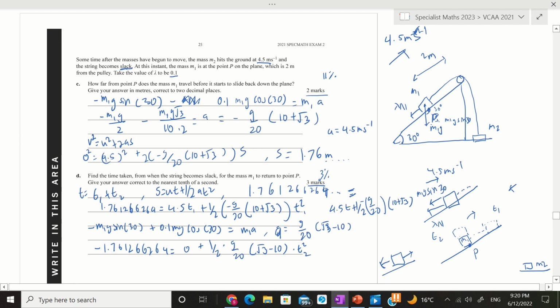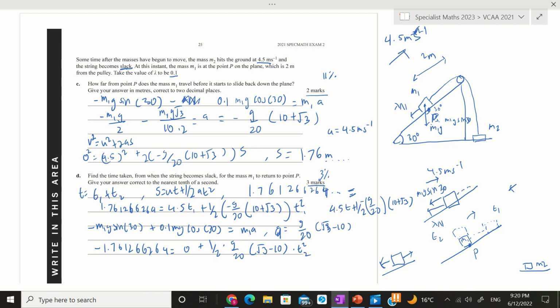Why do I have a 0 there? Look at the formula: S is equal to ut plus half at squared. Remember I said I'm moving from when I'm just up the plane back down to t2. At that point, my velocity is 0. That's when I can't go up the plane anymore, hence my initial velocity is labeled as 0. And my acceleration is the new value I found, g on 20 times root 3 minus 10, times t2 squared. So that's what we have there.